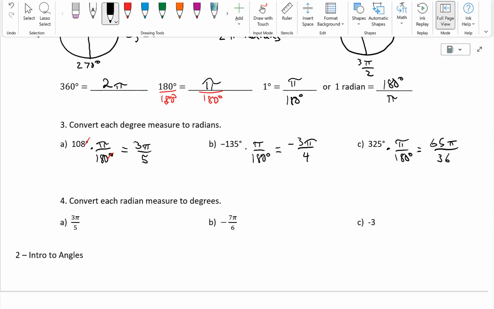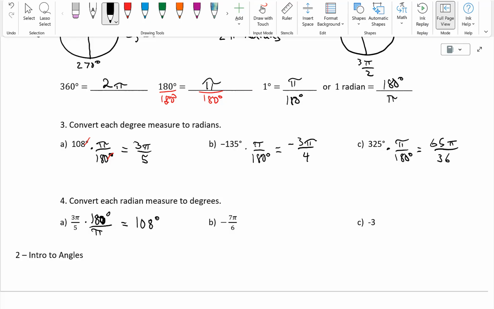To go the other direction, to convert each radian measure to degrees, we are multiplying by 180 degrees over pi. So for the most part, that conversion idea, again, we're dividing out the pi's, and we're being left with degrees, because we only had one pi. The 180 divided by 5 gives us 36, times 3 should take us back to 108 degrees.